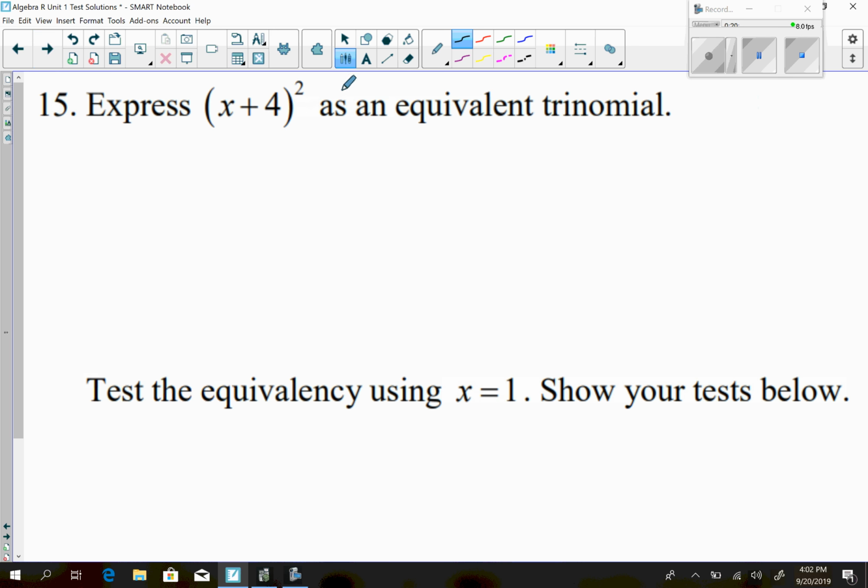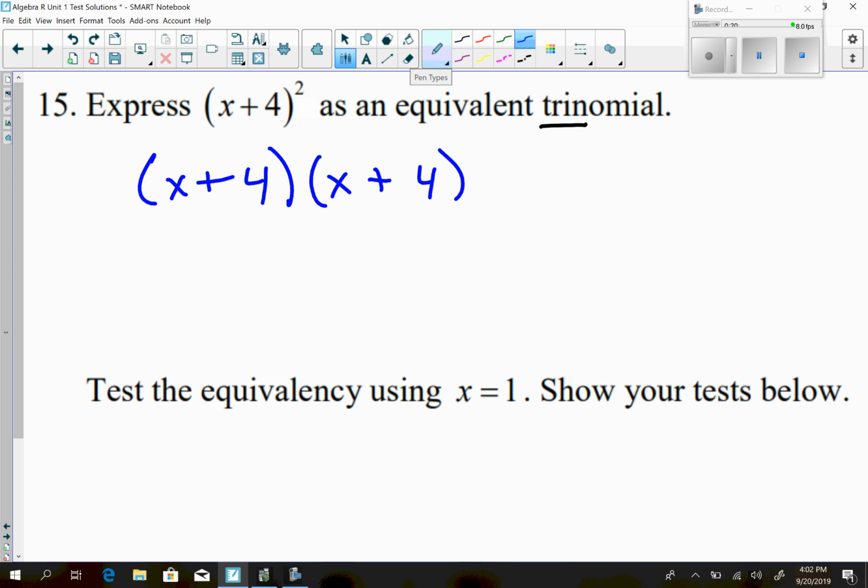Express x plus 4 squared as an equivalent trinomial. So I'm going to write x plus 4 times itself. X plus 4 squared means x plus 4 times x plus 4. Distribute x times x. That's x squared. X times positive 4. Positive 4x.